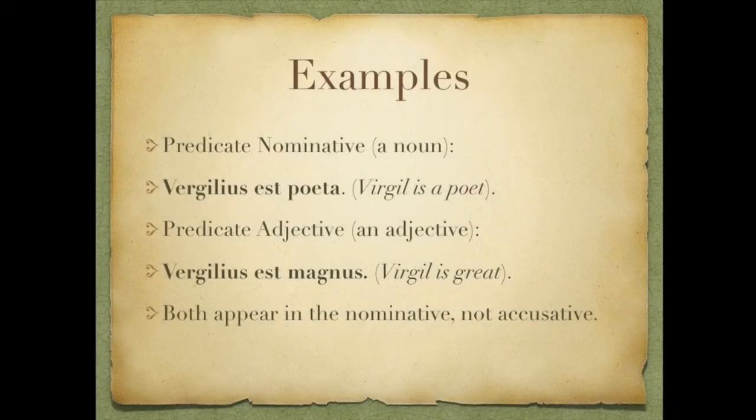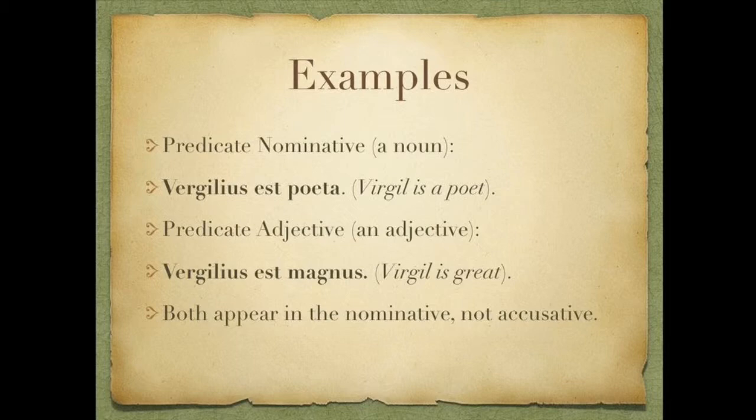So first we'll look at an example of a predicate nominative. So we have the sentence, Virgilius est poeta. Virgil is a poet. So in this case, poeta is the predicate nominative. So it is modifying Virgil, tells us a little bit more about Virgil, and est is functioning more like an equal sign.